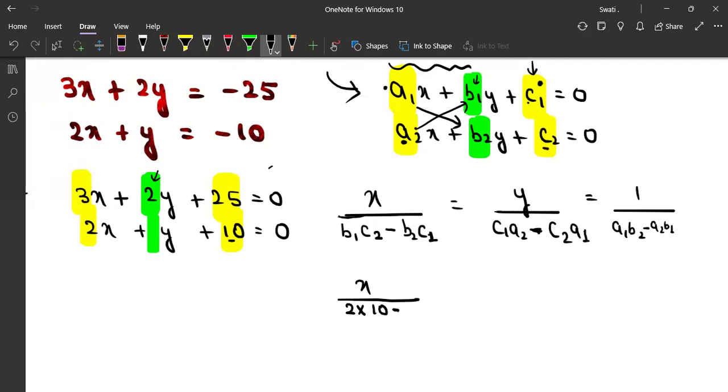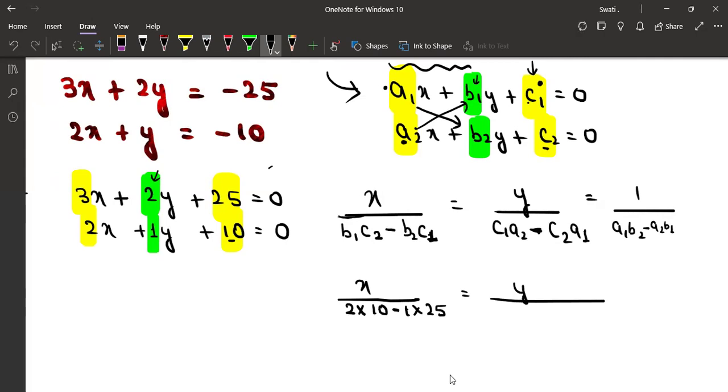Now tell me, what is B2 into C1? Find out, compare and find out. Everything is very clear on the screen. B2 is Y. Do we write down the coefficient of Y, which is 1, right? Nothing is there, that means a hidden 1 is there, right? Okay, 1 into C1. This is C1. So can you tell me what is C1? C1 is 25. Correct. Is equal to Y upon.